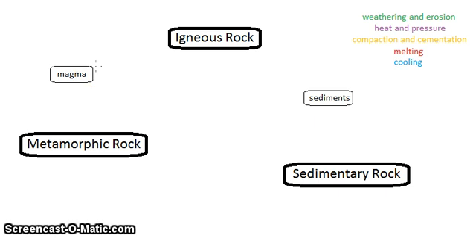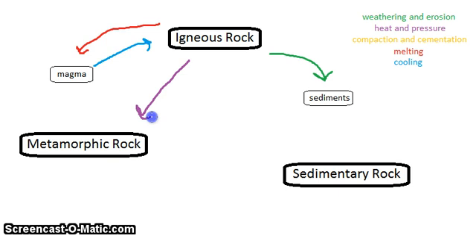Beginning with molten rock beneath the Earth's surface, we have magma. Magma can then cool to form igneous rock. Igneous rock can then undergo melting and become magma once again, or it can become weathered and eroded, turning the rock into sediments. And igneous rock can also undergo heat and pressure, which then becomes metamorphic rock.